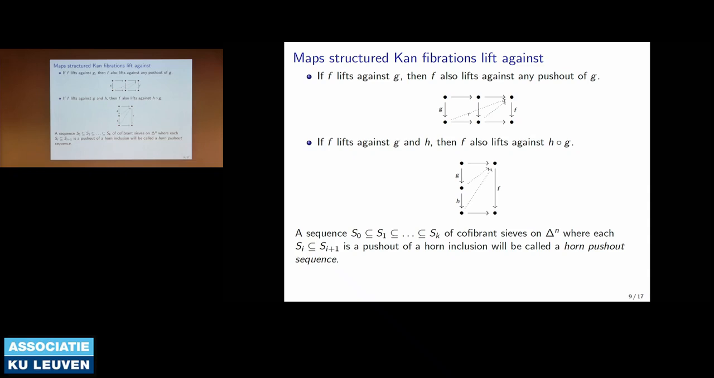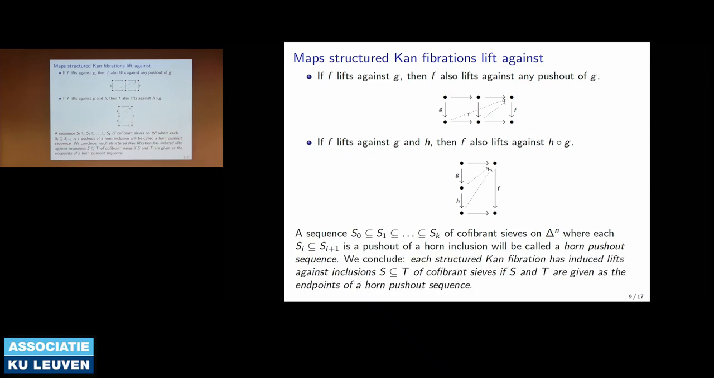in some sense I have a favored filler against that thing as well. So let's say that if I have a sequence of sieves on some delta n, and each of them is a push-out of a horn inclusion, I will call this thing a horn push-out sequence. So basically what I'm saying is that if I'm given two cofibrant sieves S and T, and I can write them as the endpoints of a horn push-out sequence, then I have a favored filler against that inclusion of sieves.